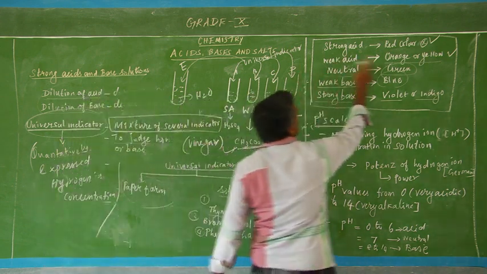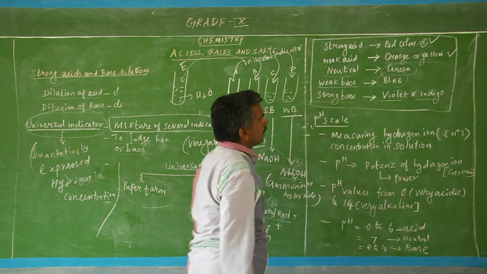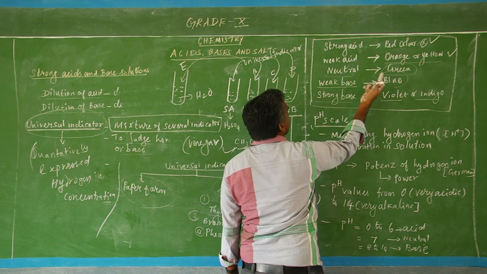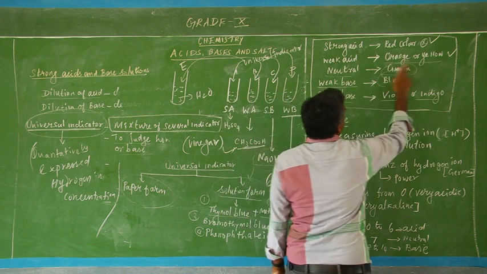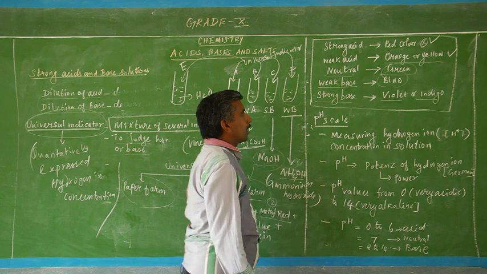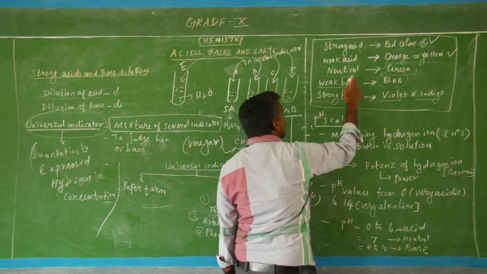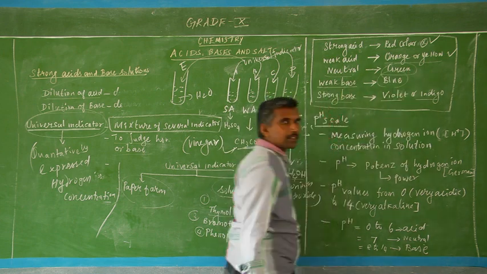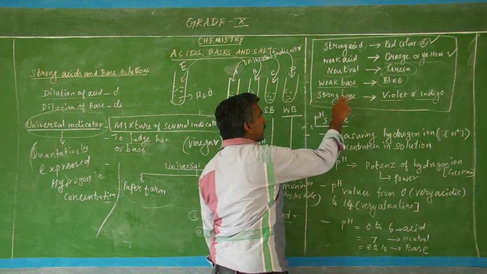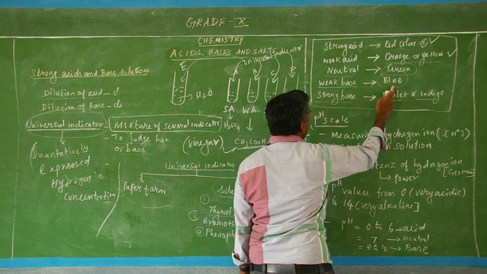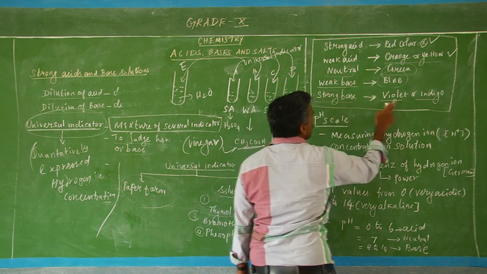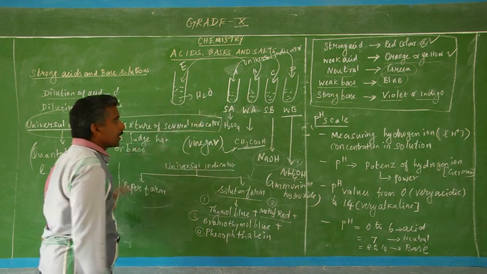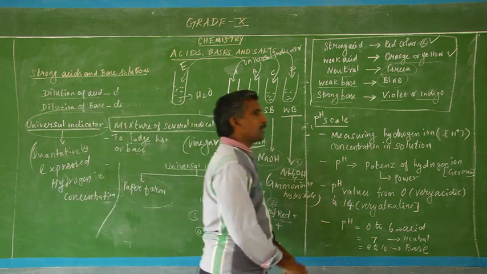When universal indicator is added to a strong acid, the color is red. Added to a weak acid, the color is orange or yellow. Added to a neutral solution, for example water, the color is green. Added to a weak base, the color is blue. Added to a strong base, the color is violet or indigo. This is known as universal indicator.